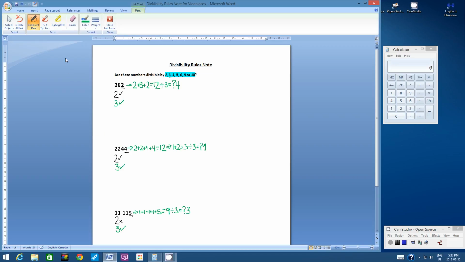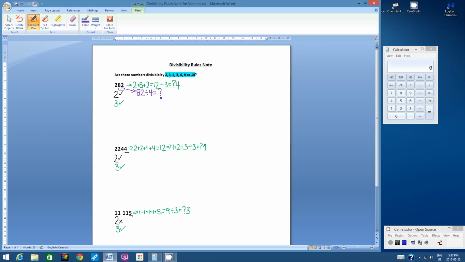Okay, let's move on. I'm going to use purple for 4. Are these numbers divisible by 4? The divisibility rule for 4 is we look at the last two digits and see if they are divisible by 4. So if we take the last two digits, is it divisible by 4?